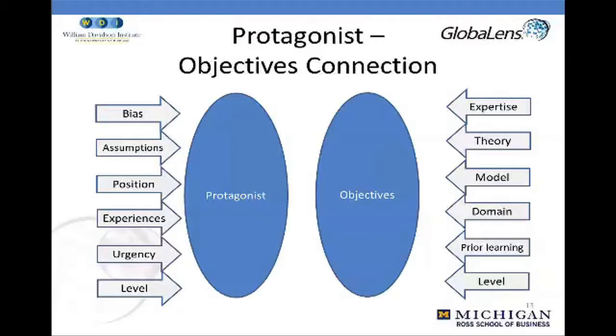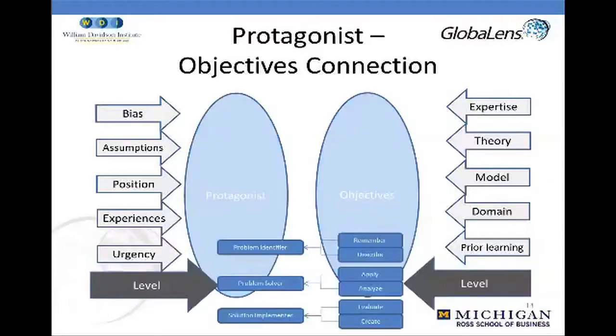Down the left side of the slide, you see some factors that influence the protagonist. And I won't read those out to you, but you see the bottom one is the level of the protagonist. On the right side of the screen, you see some factors that influence the objectives. And again, I don't want to read those off to you, but you see the bottom one is, again, the level of the objective. I went back through some of the decision-making models and some of the educational models, and I found a really close alignment between these two ideas of the protagonist and the objective level.